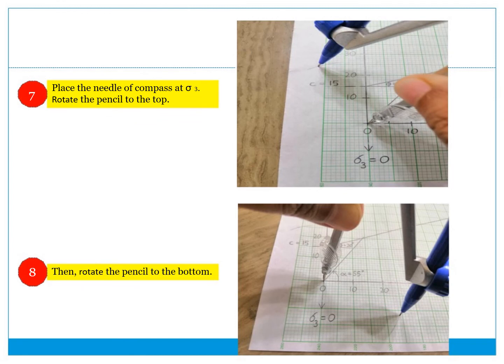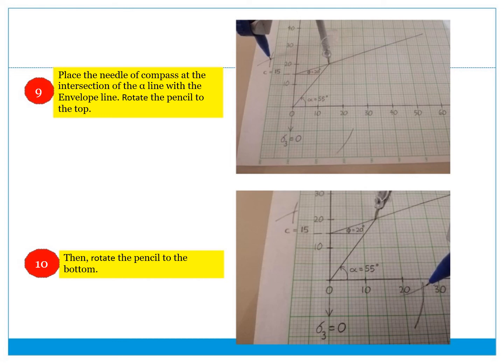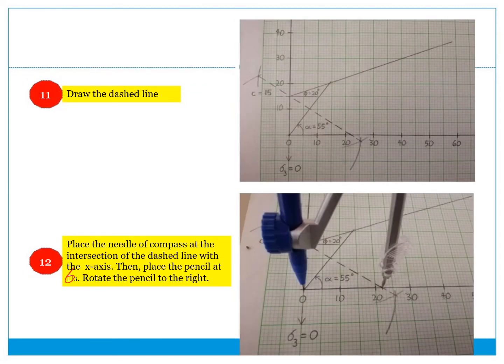Then you place the needle at sigma 3, and after that you will get this point. You repeat the same procedure for the intersection of the line with the envelope line here. Then you will get the cross section here, which is the center. Place the needle of the compass at the intersection of the dashed line with the x-axis.